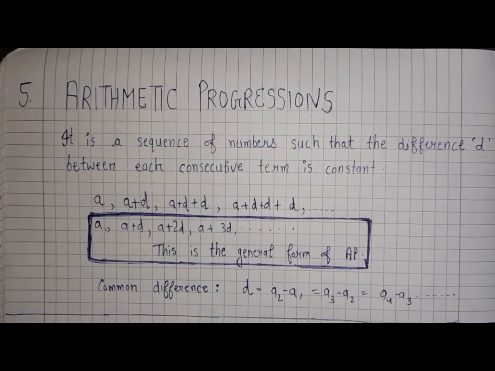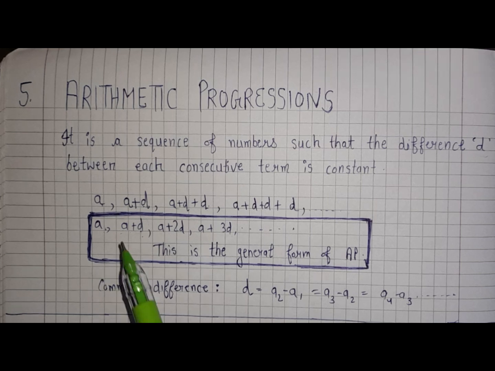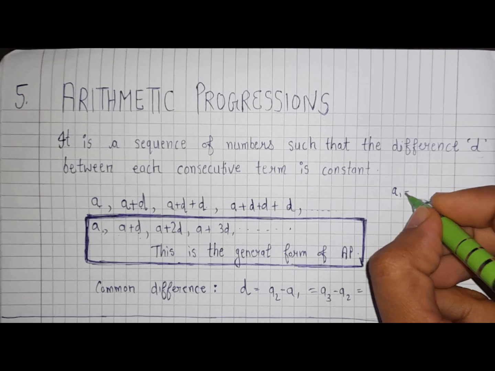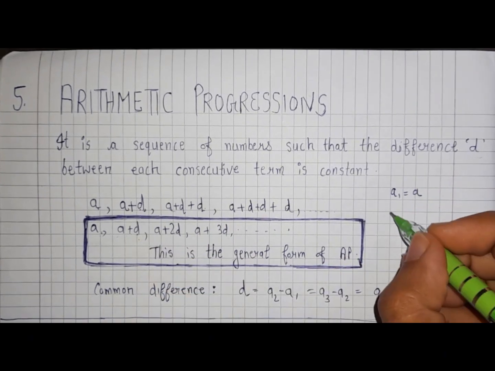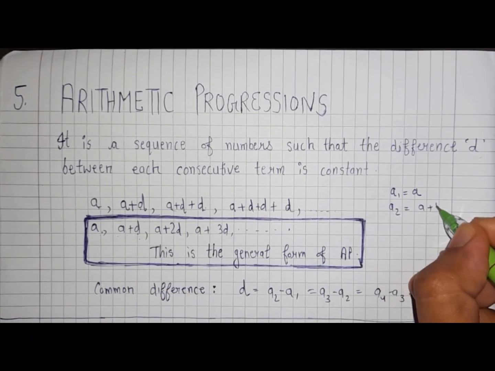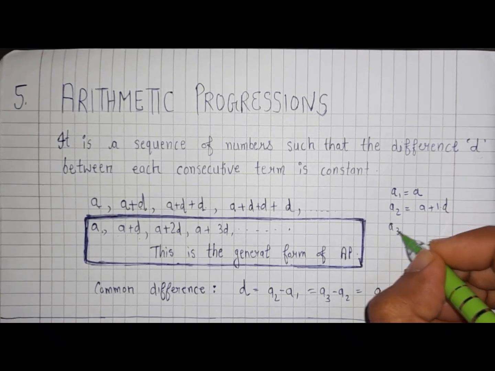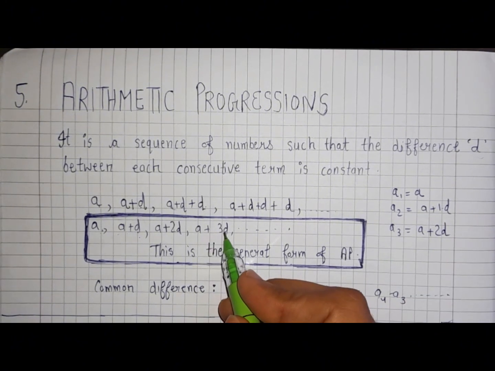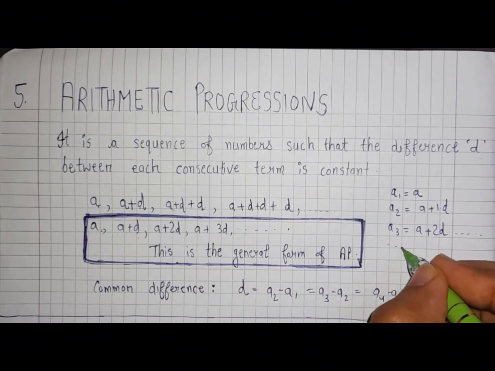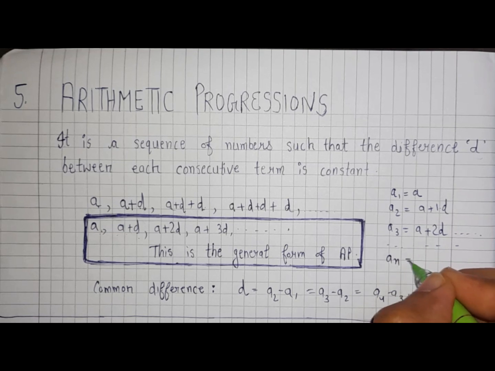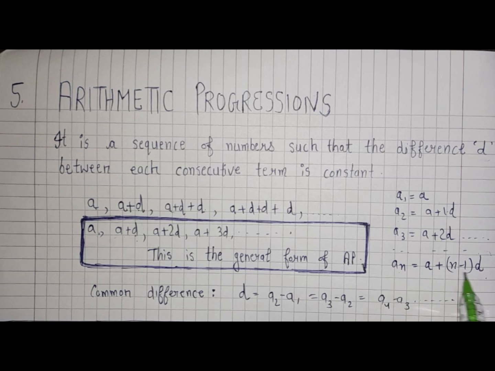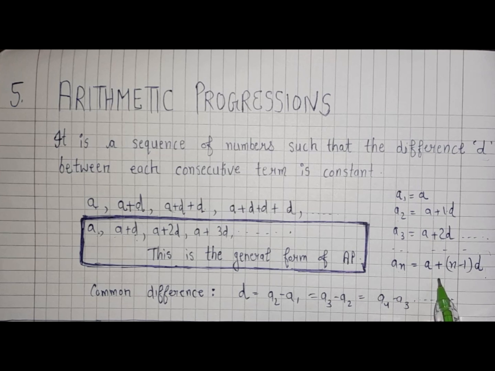Hello everyone, today we will start exercise 5.2. Now since we know that this is the general form of AP, here the first term of AP is a, the second term is a plus d, the third term equals a plus 2d, the fourth one is a plus 3d, and so on. Similarly, the nth term equals a plus (n minus 1) into d. This is the formula for the nth term of AP. We are going to use this formula in exercise 5.2.